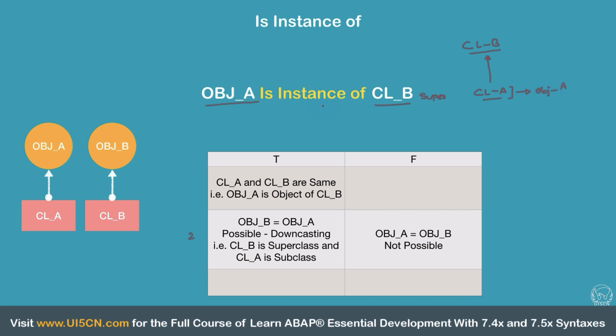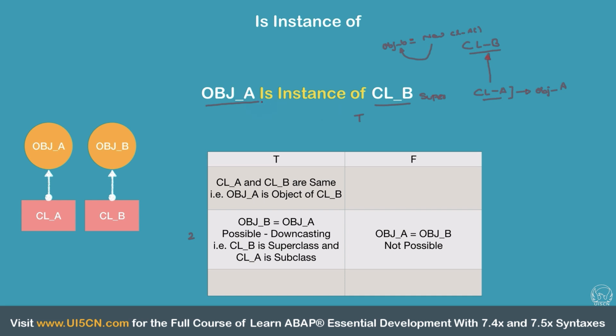So IS INSTANCE OF will give you true in that scenario, because it will check if downcasting is possible. What do I mean by downcasting? Downcasting is when I can have obj_B, of the superclass, and assign it a new CL_A, which is creating an object of A and assigning it to B. So if this is possible, which is downcasting, then it will give true.